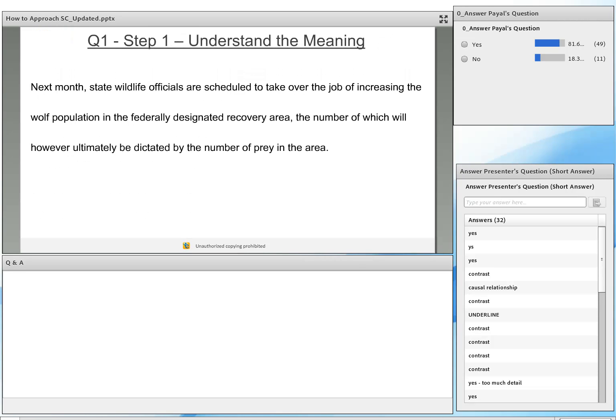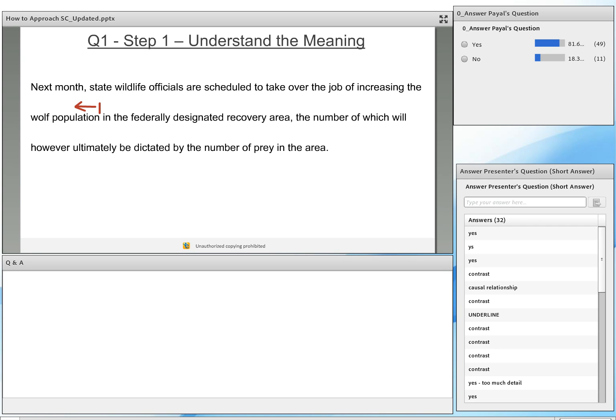Okay, next month, state wildlife officials are scheduled to take over the job of increasing the wolf population. Okay, I'm going to just pause here. Whenever I read a sentence, I always break it down into smaller chunks, and before moving further in the sentence, I understand what it is that I have just read. So I assimilate that in my own words. And that's very important for me to understand the meaning, because if I don't do that, I don't get that level of clarity. I still remain on the surface, and I need to get a complete understanding of meaning if I have to answer the question correctly and confidently.